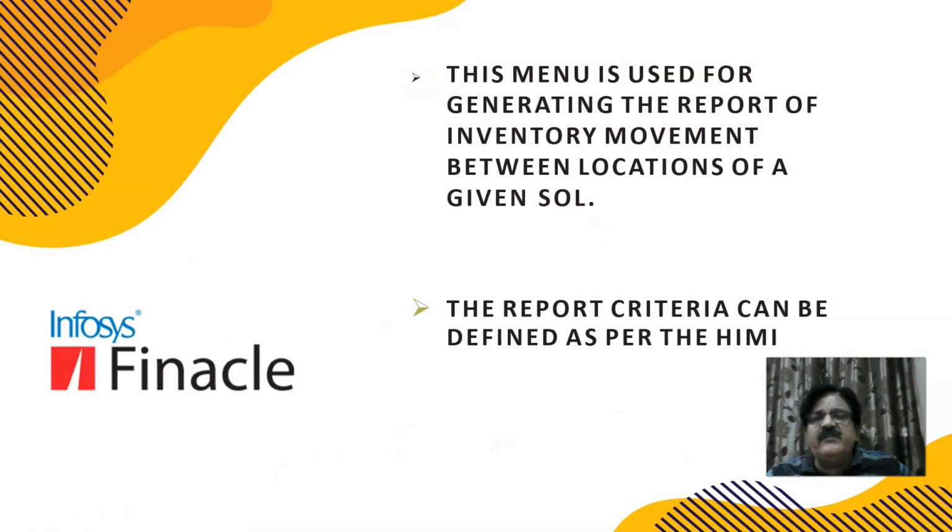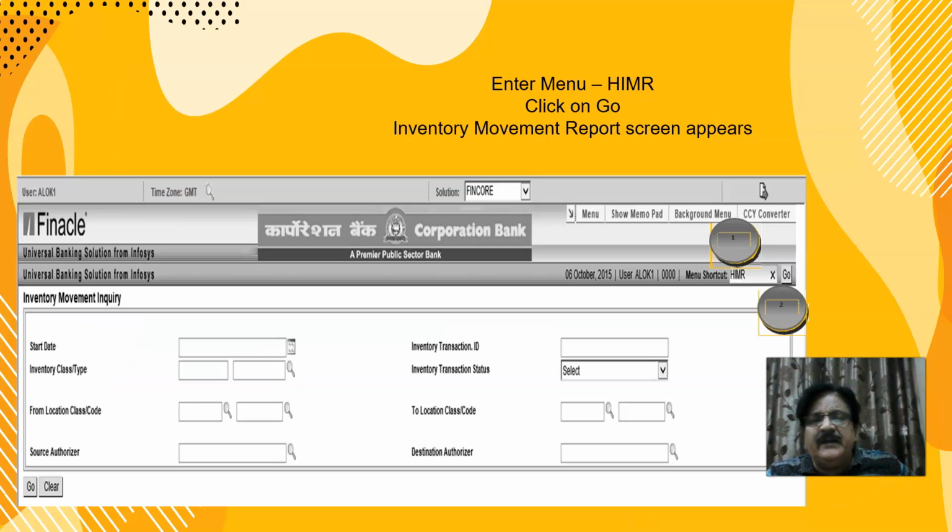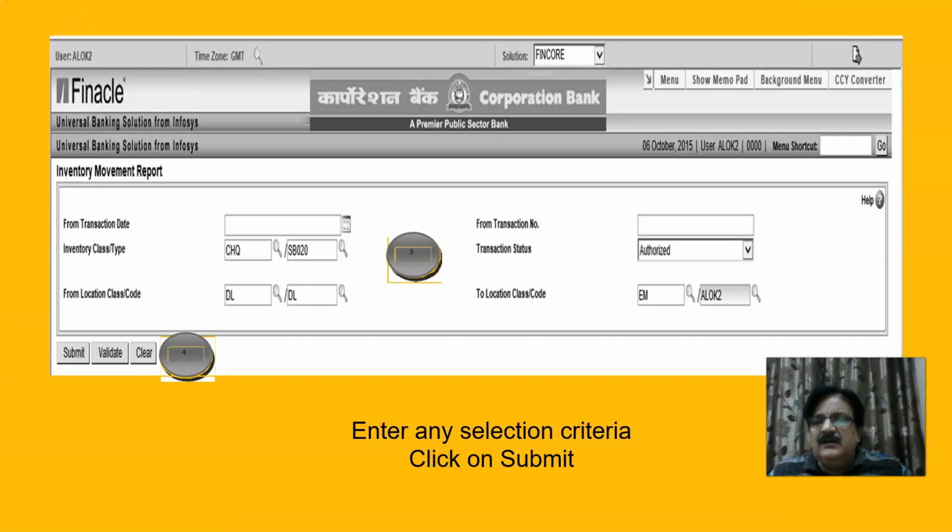This menu is used for generating reports of inventory movement between locations of a given SOL. The report criteria can be defined as per the HIMI, which I discussed in the beginning, prior to this. HIMR, click on go. This is the inventory movement report: from which location to which location, which inventory moved, so that all can be tallied by the auditor or the manager. Enter any selection criteria, click on submit, right?